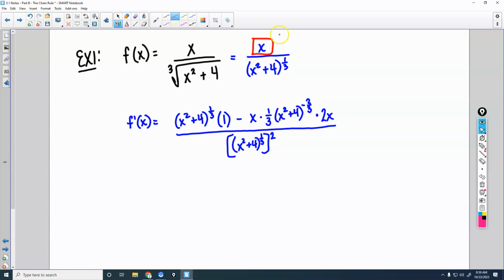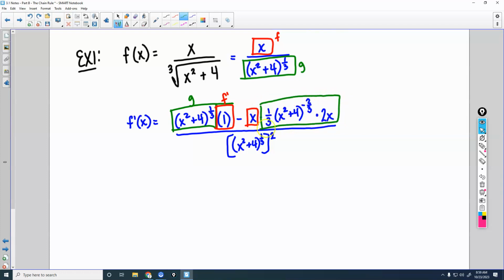I'm going to label these parts. Really shouldn't use F and G, but it's okay. So you got low, which is G right here, times F prime, and then we got F times all of this stuff right here is G prime over G squared. So everybody see where everything comes from there? Yeah.